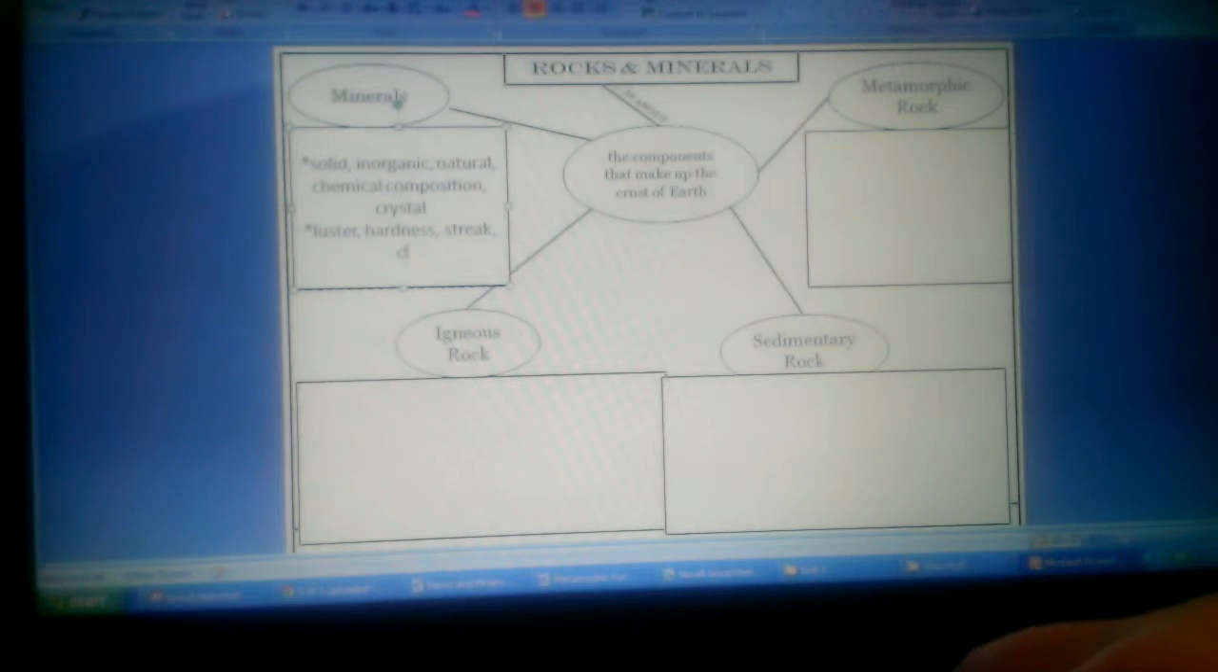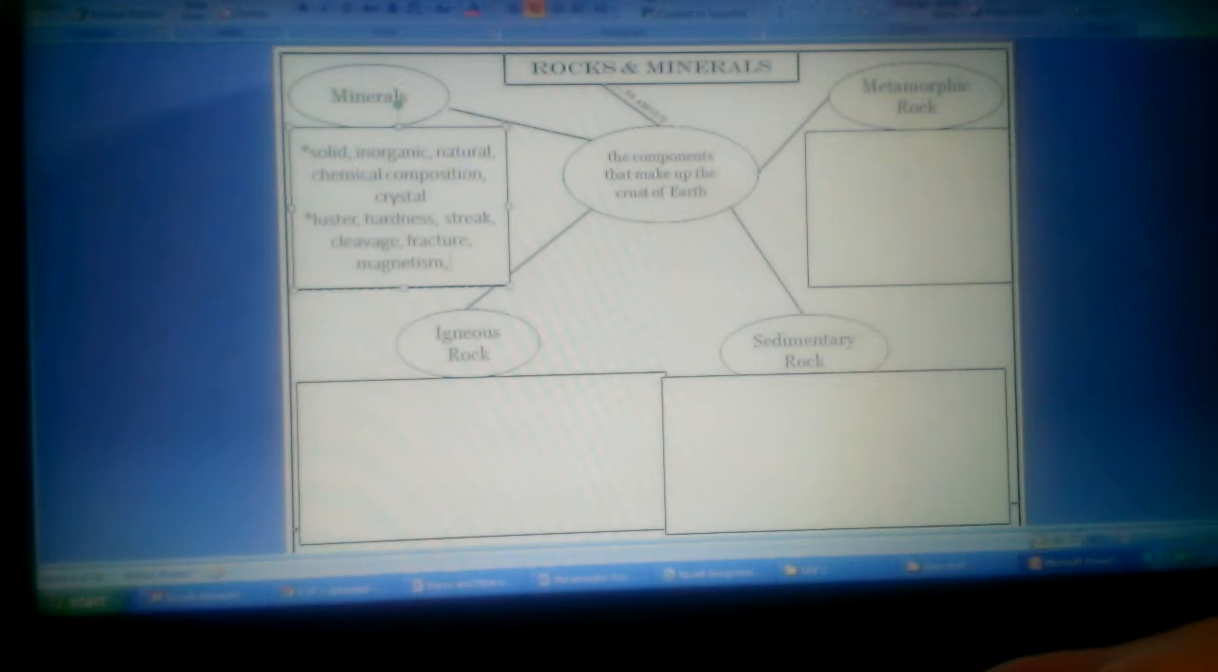And then we also use some special things like cleavage and fracture. Cleavage is when it breaks flat. Fracture is when it breaks jagged or curved even. And then you also had magnetism and taste. Magnetism would mean it attracts a magnet. Taste being if it had a salty taste like halite does. And those are some of the big ones that we used in lab.